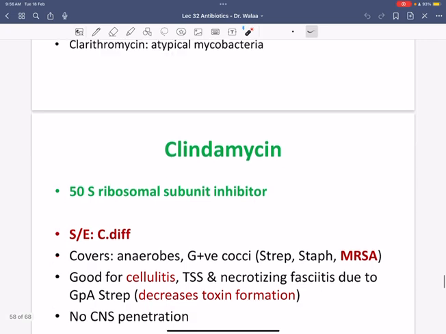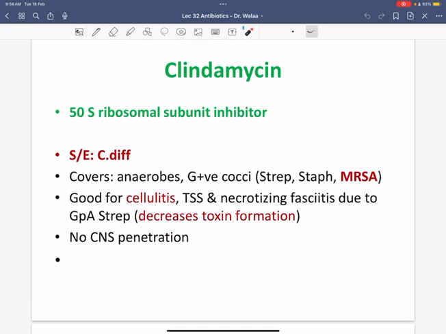Clindamycin, it's one of the 50S ribosomal subunit inhibitors. Clindamycin, as I said, is one of the medications that has to be used with caution, and it has limited use in general. So one of the common indications for clindamycin is being an oral option for MRSA, or methicillin-resistant Staphylococcus aureus. They do have good anaerobic coverage, good gram-positive coverage, including strep and resistant Staph aureus.